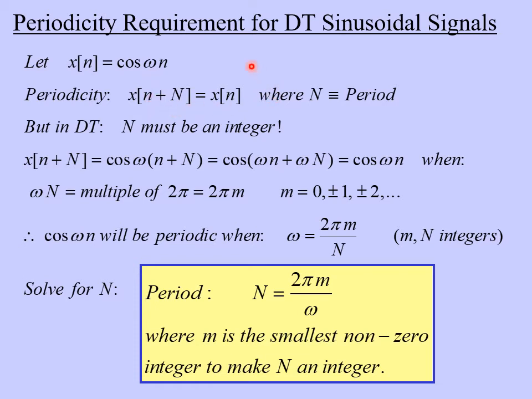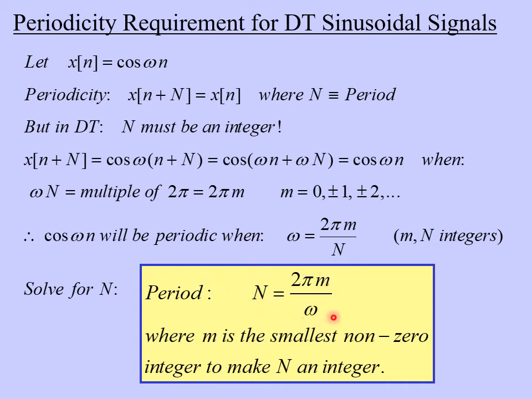What we're doing is imposing the periodicity requirement that a sequence is periodic if x of n plus the period N is equal to x of n. In other words, it has to have the same exact value as x of n when we add the period to it. And again, N is our discrete time period. It has to be, remember, an integer value. So when you go through all the math here, you'll end up with this requirement.